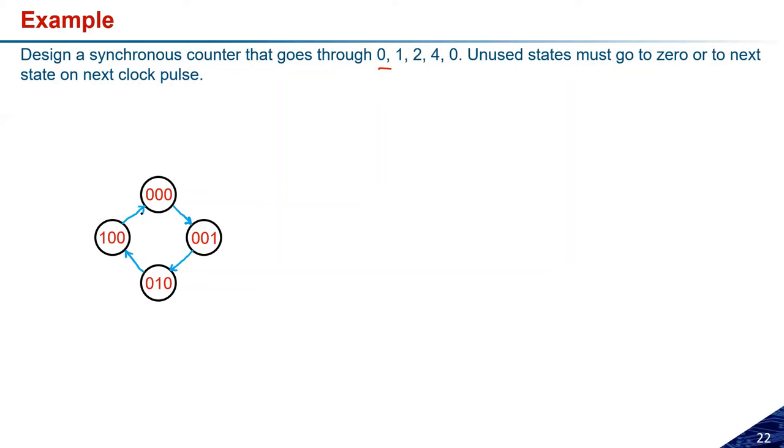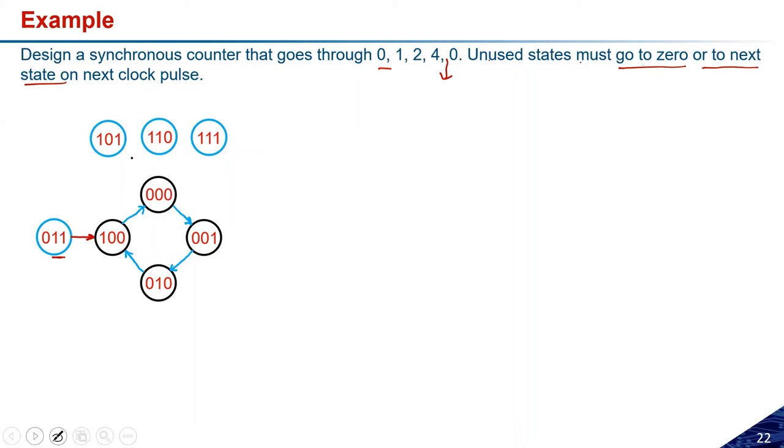This counter should count, but there are some undesirable sequences. The first is 011. If 011 is there, the unused state must go to 0 or to the next state. If there is a next sequence which is non-zero, then it should come to that point. So if 011 is there, it should go to 100, which is 4. And after 4 there is no non-zero value, so the unused sequences 100, 101, 110, and 111 should return to 000, because the next sequence I can see there is 0. This is how the state diagram of this problem will look.